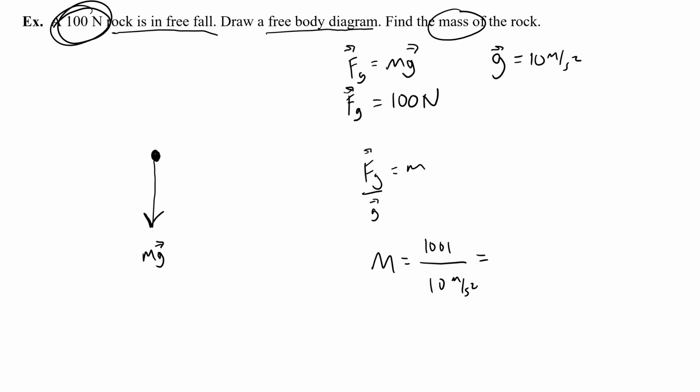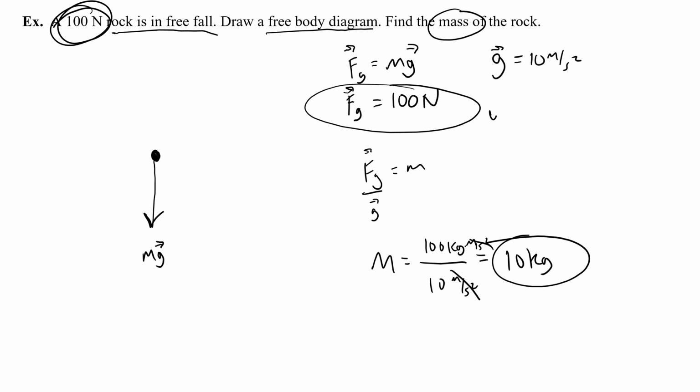Wow, that works out really well. Remember, a newton is a kilogram times meter per second squared, so the meters per second squared cancel out. And 100 kilograms over 10 is 10 kilograms. Boom. We just found the mass of the object in kilograms. Now, notice that the force of gravity, or the weight of the object, is different from the mass of the object.